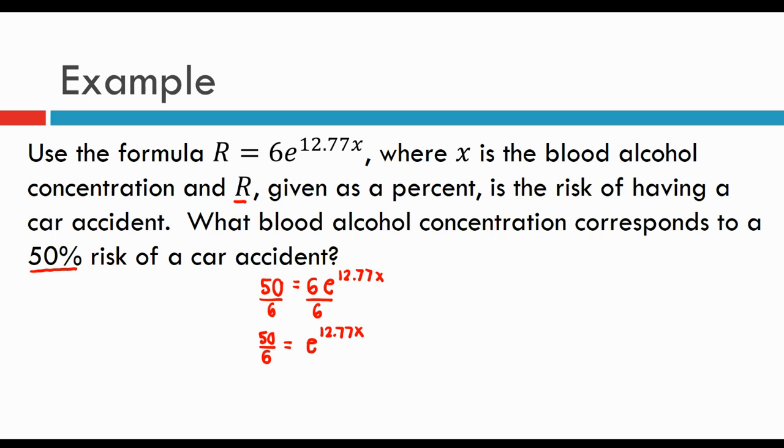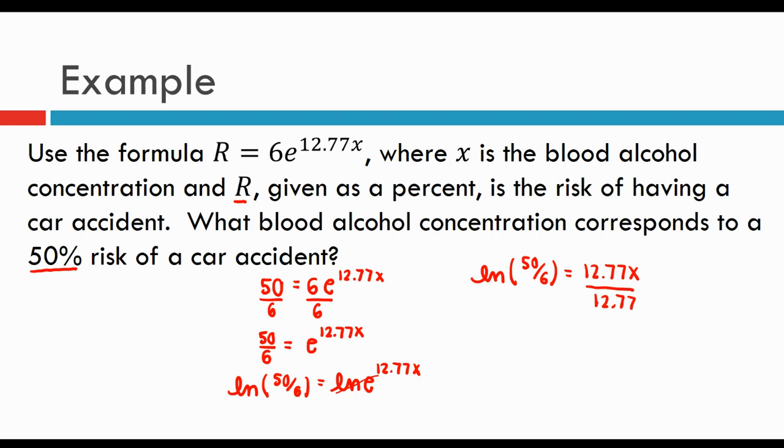So remember, if our base is e, I need to know what's the inverse of e. And so what we've been talking about with logs is that the natural log is that inverse. So I'm going to take the natural log of both sides. I had to do it to both sides because if you're dealing with an equation, you want to keep them balanced. The whole point is that the natural log and that base of e are going to cancel. So that gives us the natural log of this 50 divided by 6, and now that just equals 12.77x. So last step to get x is to divide by that 12.77.